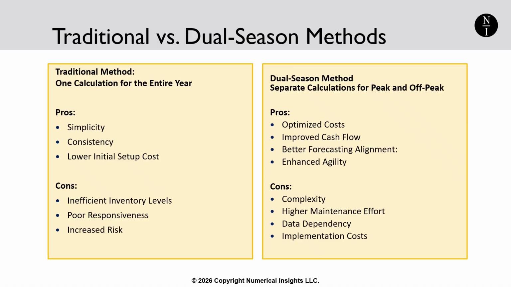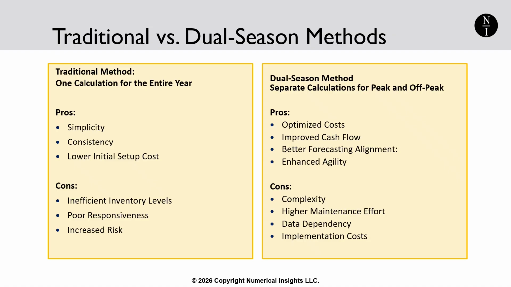Now let's look at the pros and cons of the dual season method. For the pros, it's optimized costs. By customizing to demand cycles, you minimize excess inventory in off-peak while bolstering buffers for peak to maintain high service levels for customers. You get improved cash flow. Lower average inventory frees capital for growth initiatives, marketing, or supplier negotiations. It has better forecasting alignment. It encourages detailed data analysis, enhancing overall demand planning and reducing waste.